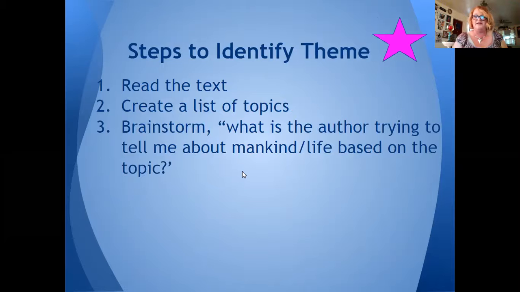The steps to identify the theme. This is sometimes the hardest thing, to say, okay, well, what is the theme of the story? Like, I don't know. Like, what is it? You have to, of course, read it. Okay. You have to put all the topics. Like, what did you feel as you read the story? Like Little Red Riding Hood, what did we feel? We felt anticipation. We felt fear. We felt courage. We felt strength, anxiety. Okay, those are topics.